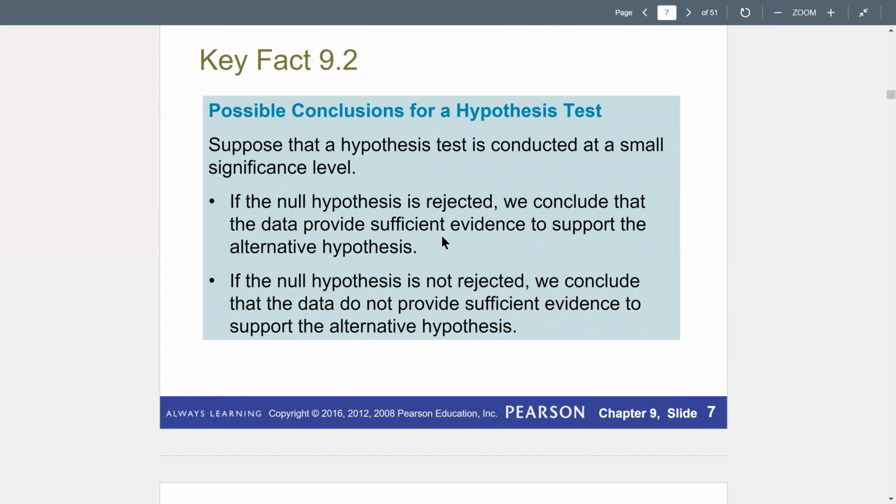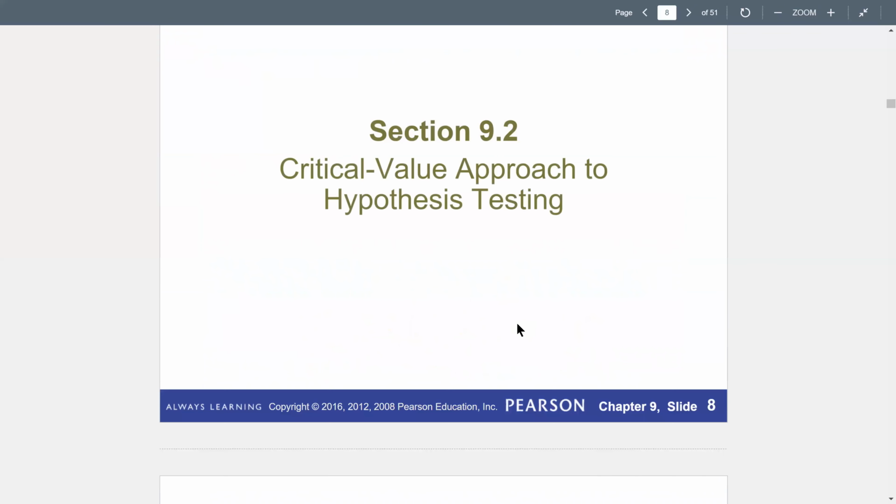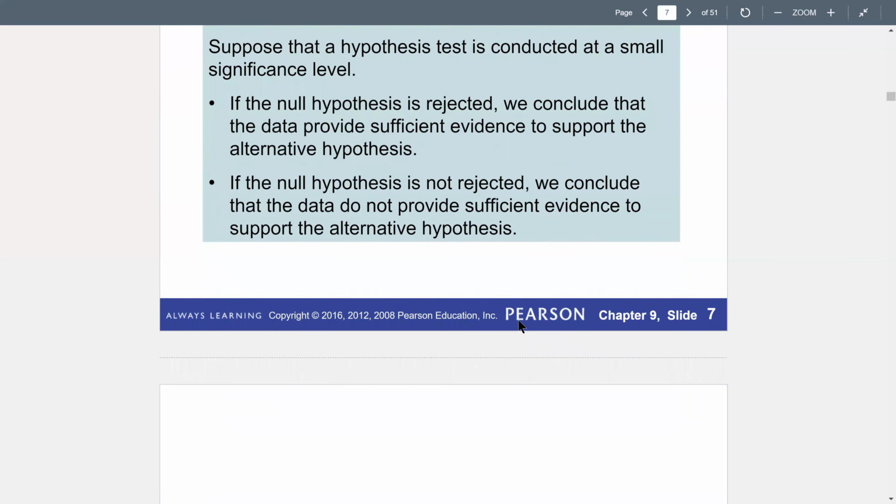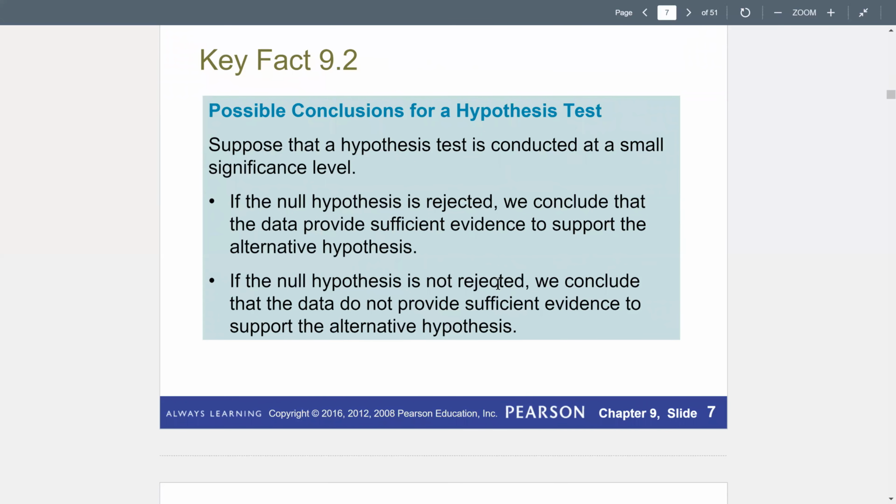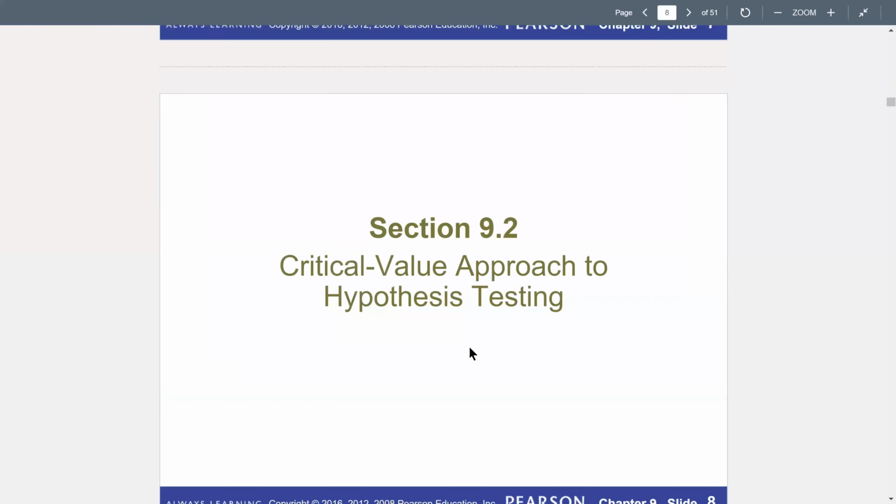Possible conclusion: if the null hypothesis is rejected, we conclude that the data provides sufficient evidence to support the alternative hypothesis. And if the null hypothesis is not rejected, we conclude that the data do not provide sufficient evidence to support the alternative hypothesis. So whether we reject or do not reject depends on our evidence. Evidence comes from a sample. Sample provides us with sample statistic, and we compare sample statistic with the hypothesized value to make conclusions.